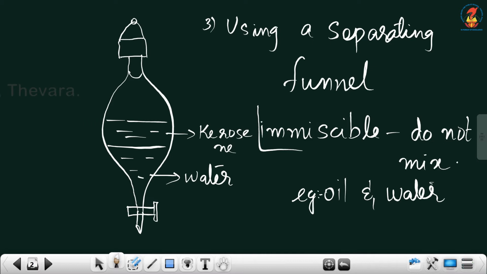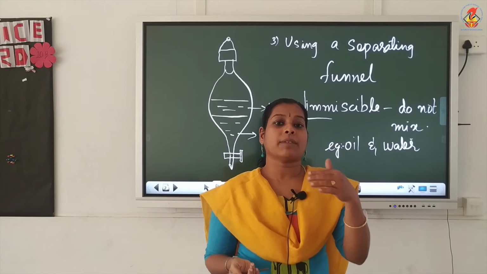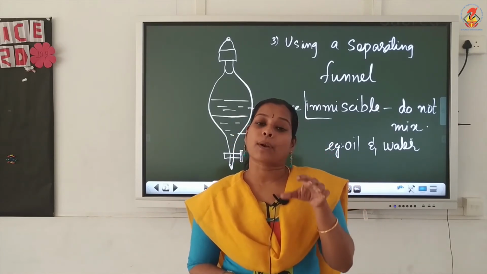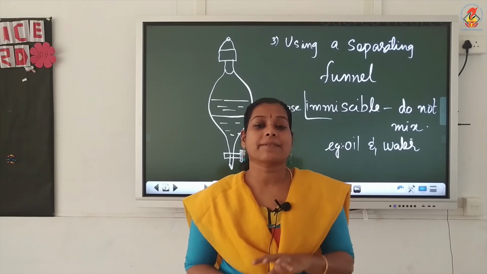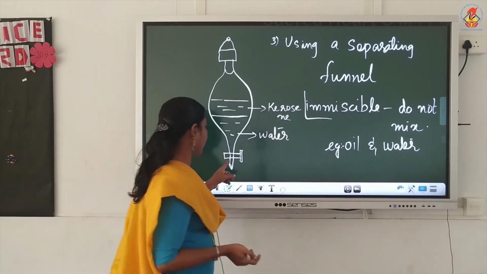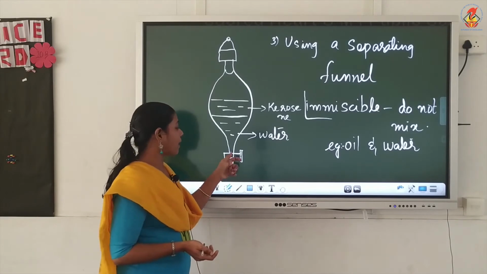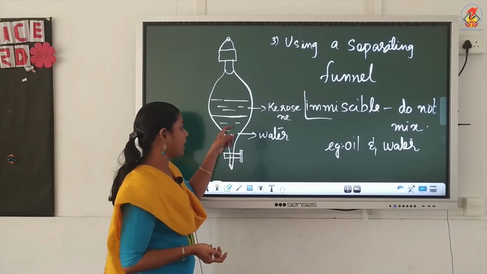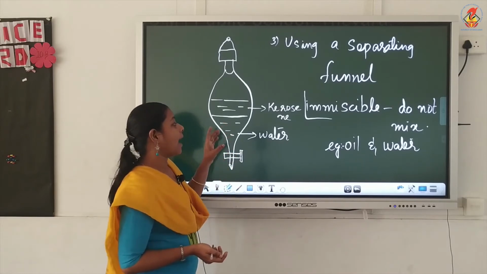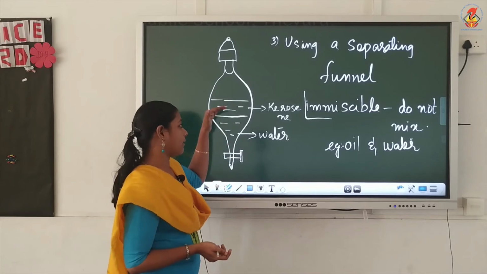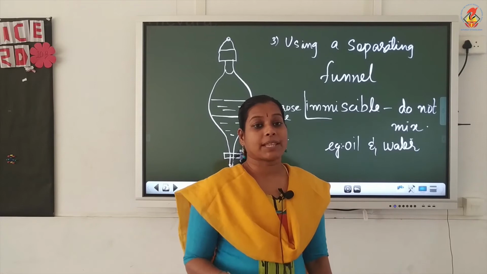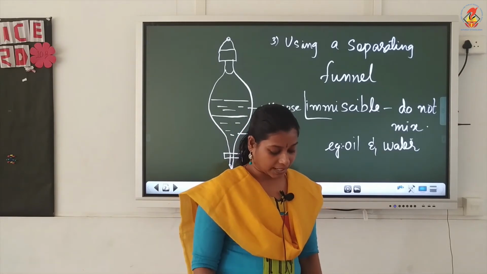So, when we take a mixture of two immiscible liquids and keep it undisturbed for some time, depending upon the different densities, the layers will be separated. By opening this nozzle here, we can take out the water initially, and then after that we can take out the kerosene layer also. Okay. This is the method using a separating funnel.